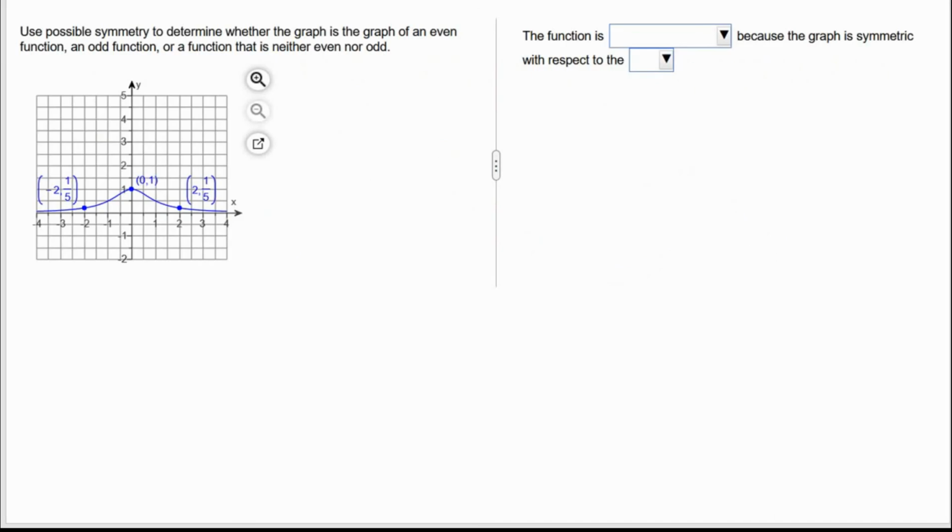All right, so here, use possible symmetry to determine whether the graph is the graph of an even function, odd function, or a function that is neither even nor odd. You look at this guy, so what do you say? This guy is even, and it's symmetric with respect to the y-axis. Very good.